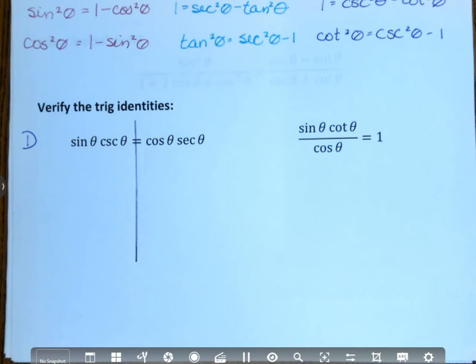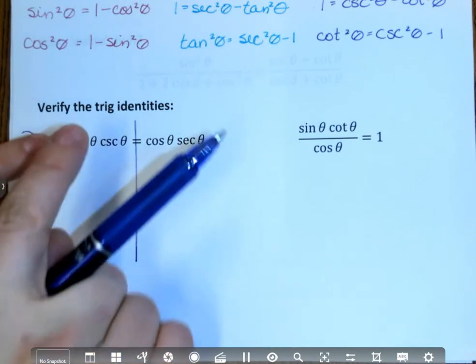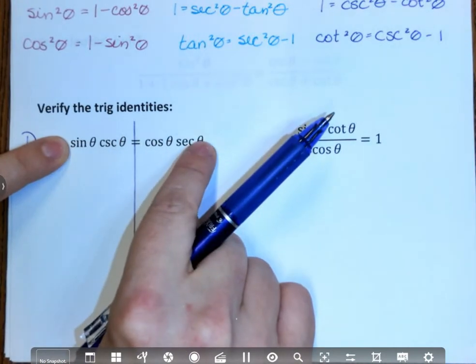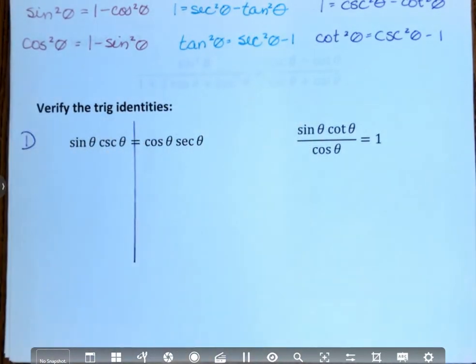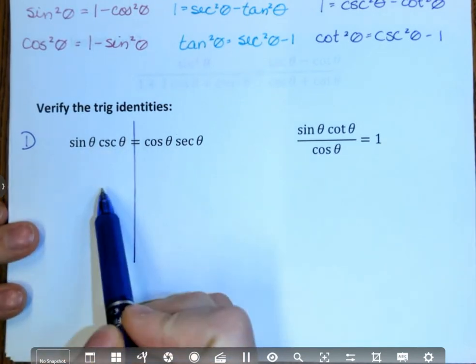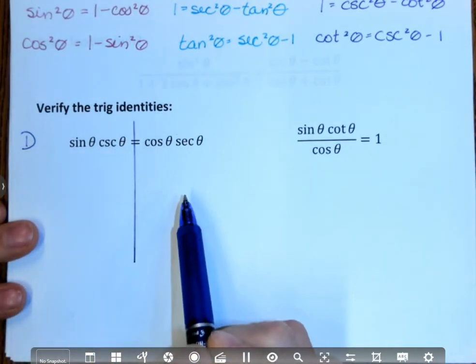One side or the other, but you cannot cross over that line. I cannot, for example, add something to each side or times something by each side. And what I want to get this to is I want to make it so that the left side is identical to the right side.